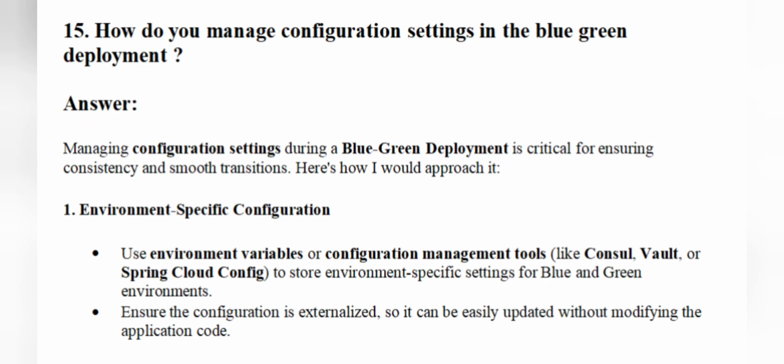The next question is, how do you manage configuration settings in the blue-green deployment? The answer to this is managing configuration settings during a blue-green deployment is critical for ensuring consistency and smooth transitions. Here is how I would approach it. The first is environment-specific configuration. Use environment variables or configuration management tools like Consul, Vault, or Spring Cloud Config to store environment-specific settings for blue and green environments. Ensure the configuration is externalized so it can be easily updated without modifying the application code.